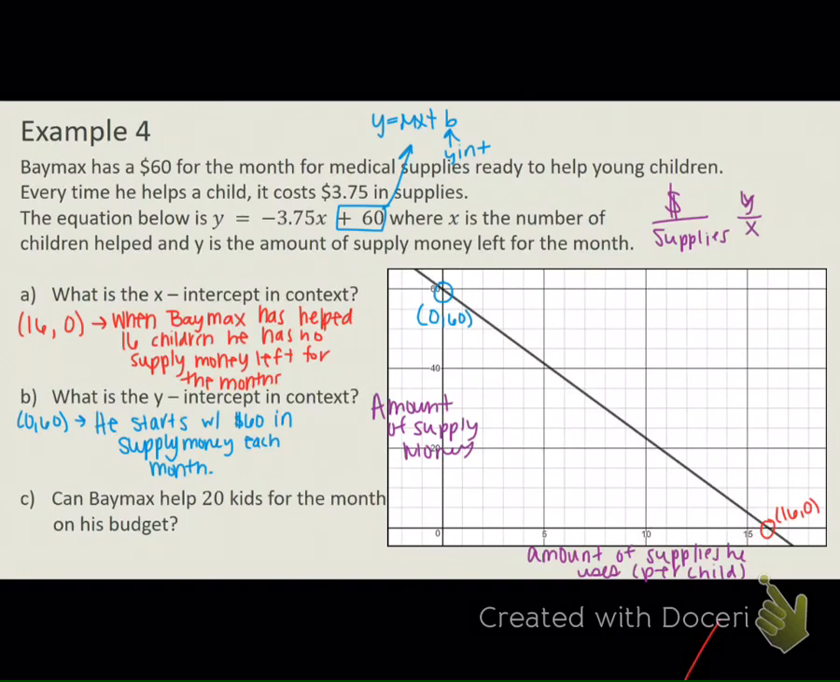Can Baymax help 20 kids for the month and why? Nope. No, why not? Because he's at 0 at 16, so he'd be going in the hole at that point, right?